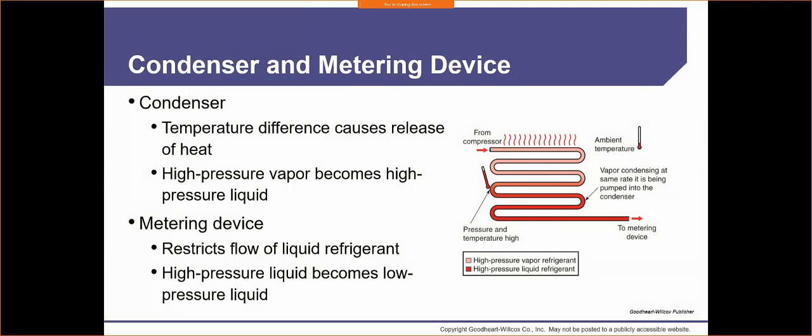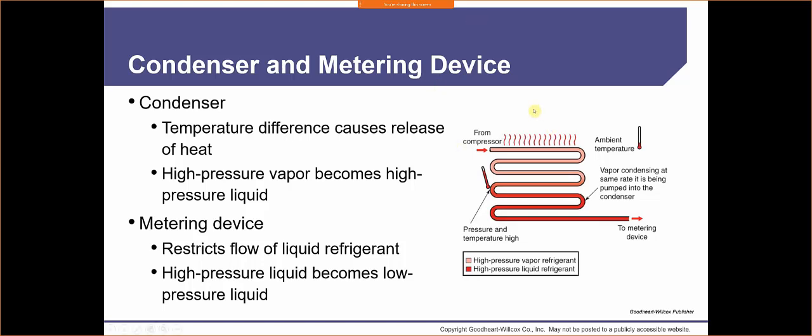So we have the condenser and the metering device. In the condenser, temperature difference causes a release of heat. All right. So what we have is this refrigerant flowing through our piping inside the condenser. Okay, I've got that high pressure vapor that's just waiting to release all this heat. All right, refrigerant doesn't like being in this state. If we're talking about 410A with no pressure applied, 0 psi atmospheric, it wants to boil somewhere around -60. Okay, so it doesn't like keeping all this heat with it.